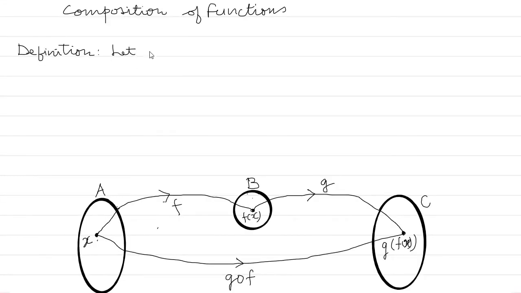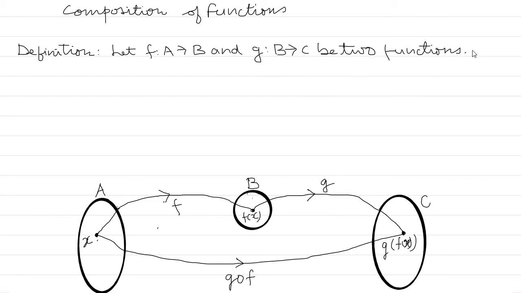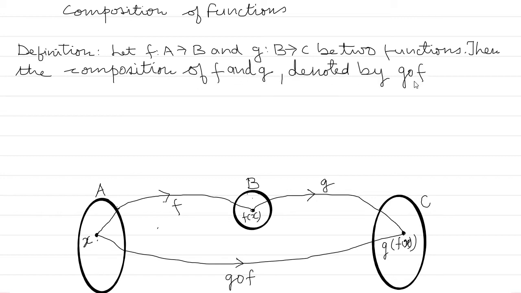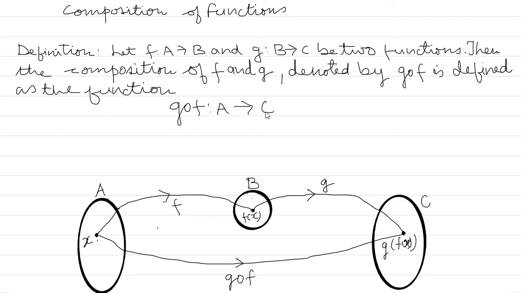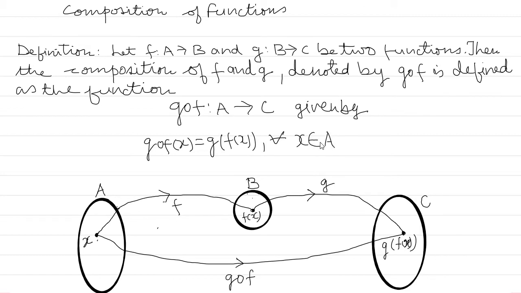Let f from A to B and g from B to C be two functions. Then the composition of f and g, denoted by gof, is defined as the function gof from A to C given by gof(x) = g(f(x)) for every x belonging to A.